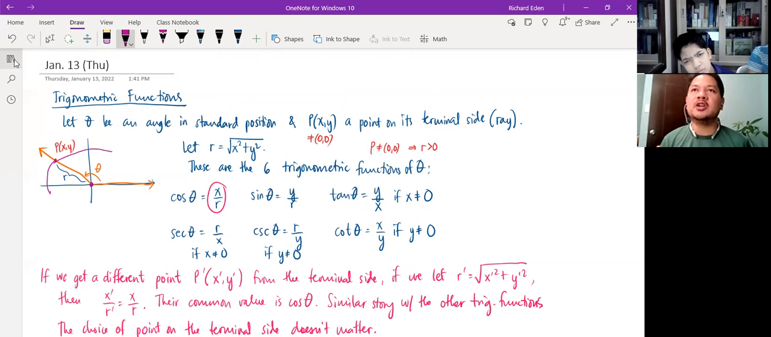Okay, I wonder if the question is really more about the history. I would imagine that historically, trigonometry or these trigonometric functions at the start were defined only for acute angles.